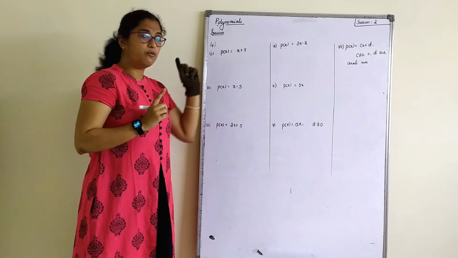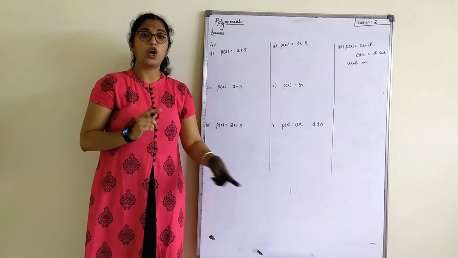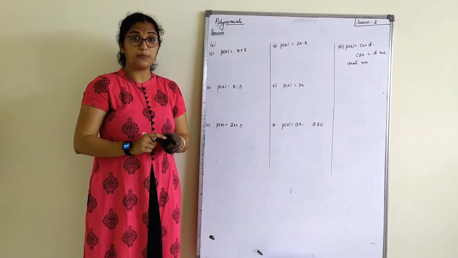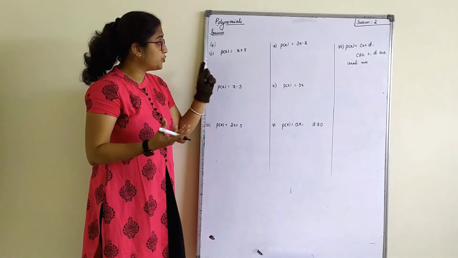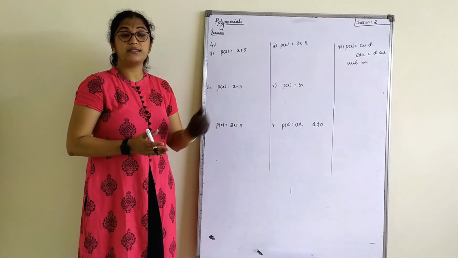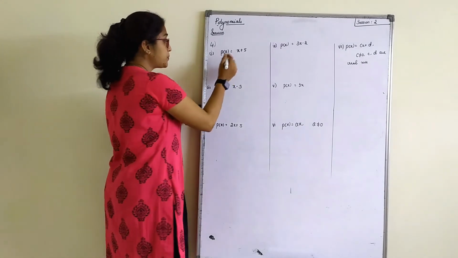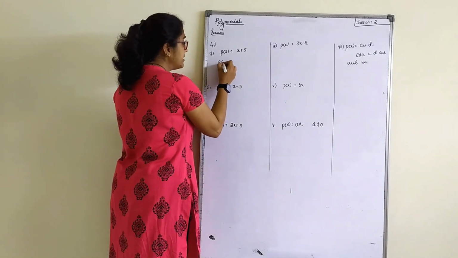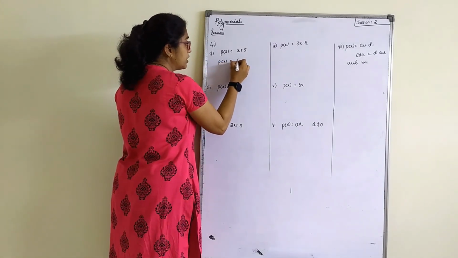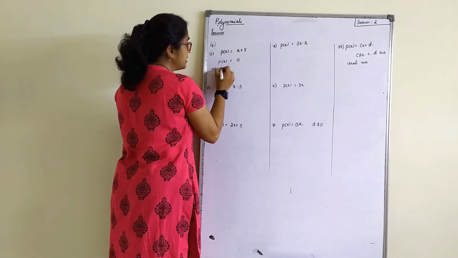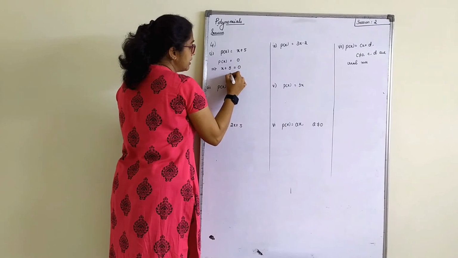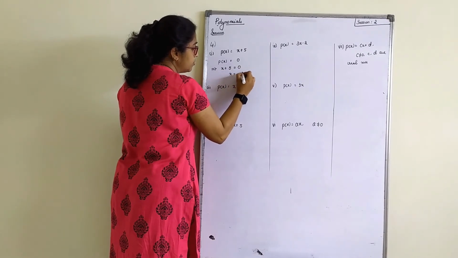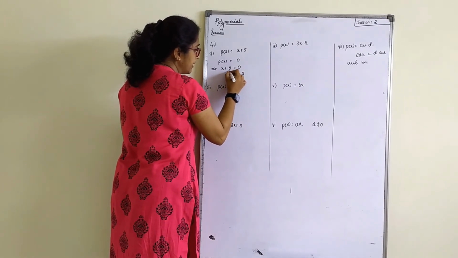Till now, whatever we have solved, these are all 1 mark questions. In yesterday's class, probably it will be an objective kind of questions, and these are all asked in 1 mark questions. So I will write here p of x is equal to 0. This means that x plus 5 is equal to 0, x is equal to minus 5.